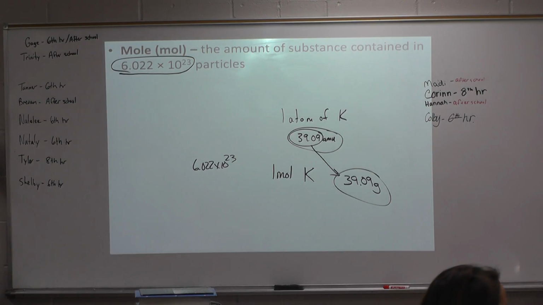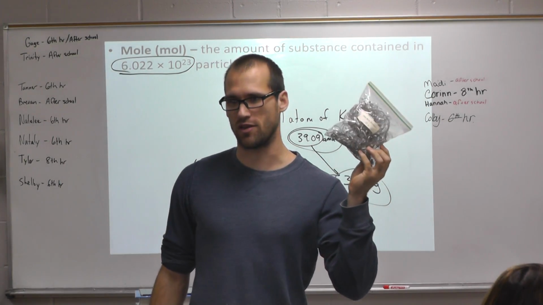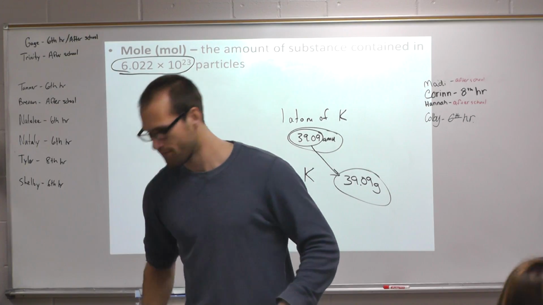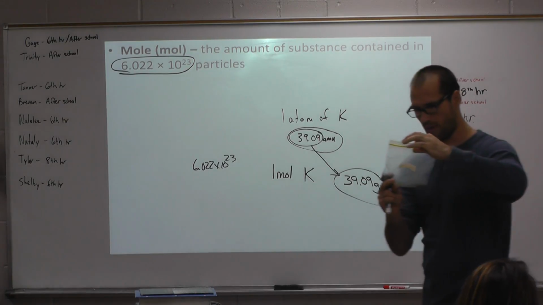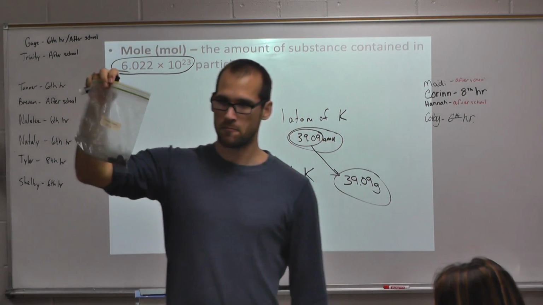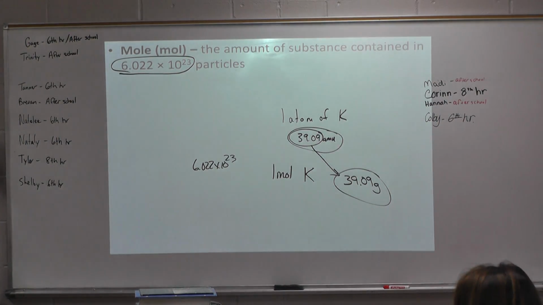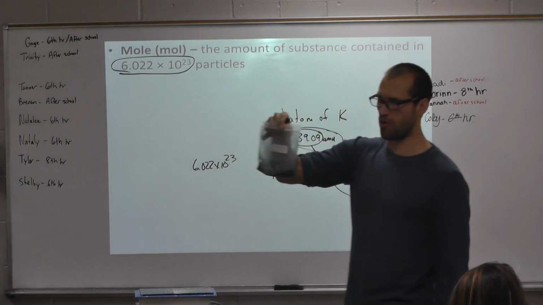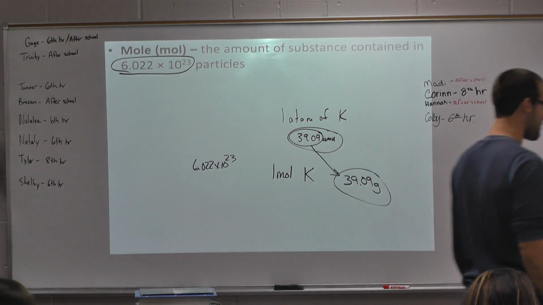Now, we know that certain particles weigh more than other particles, right? Like lithium is smaller than potassium, right? Okay? So here's 1 mole of aluminum. So I've got 6.022 times 10 to the 23rd aluminum atoms here. Pass it around. I have a mole of copper. Here I have a mole of carbon.